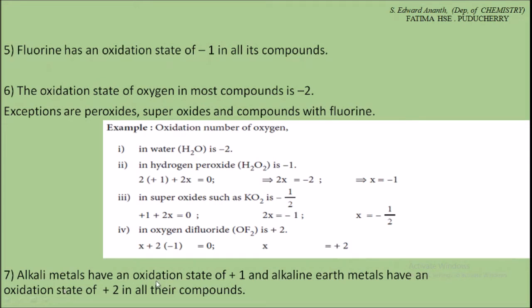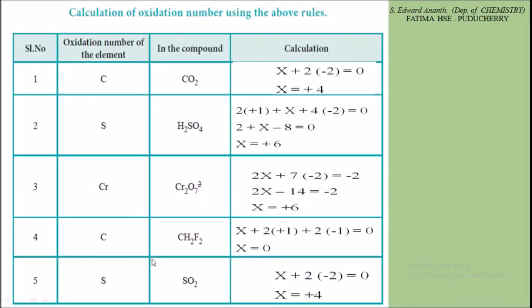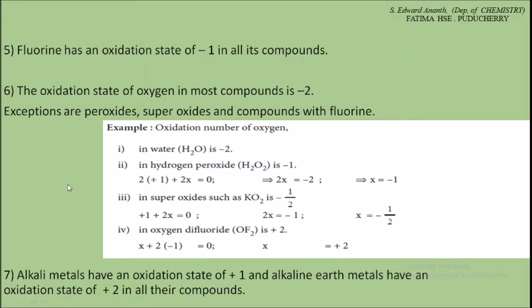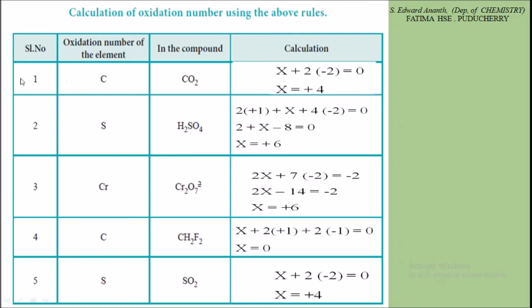All alkali metals have an oxidation state of plus 1. Alkali metals na the group 1s block element. Lithium, sodium, potassium, rubidium, cesium, இதுக்கு எல்லாமே வந்து plus 1 oxidation state. அப்போ group 1s block elementக்கு plus 1 oxidation state, group 2s block elementக்கு plus 2 oxidation state. 2s block elements are called alkaline earth metals. So these are the rules we have to follow to calculate oxidation number. Some more examples we will see.